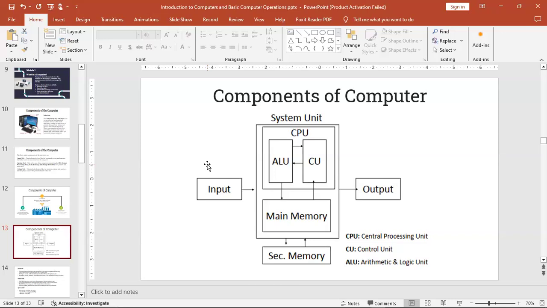And again, the CPU is further divided into two parts. We have the ALU, also known as the arithmetic and logic unit, and we have the control unit. The second part of the CPU is called the control unit.